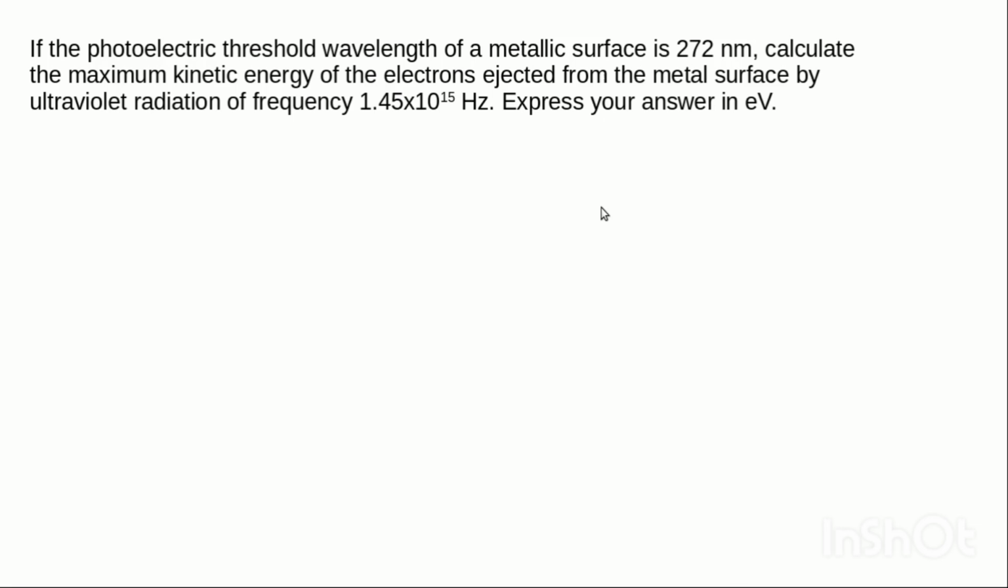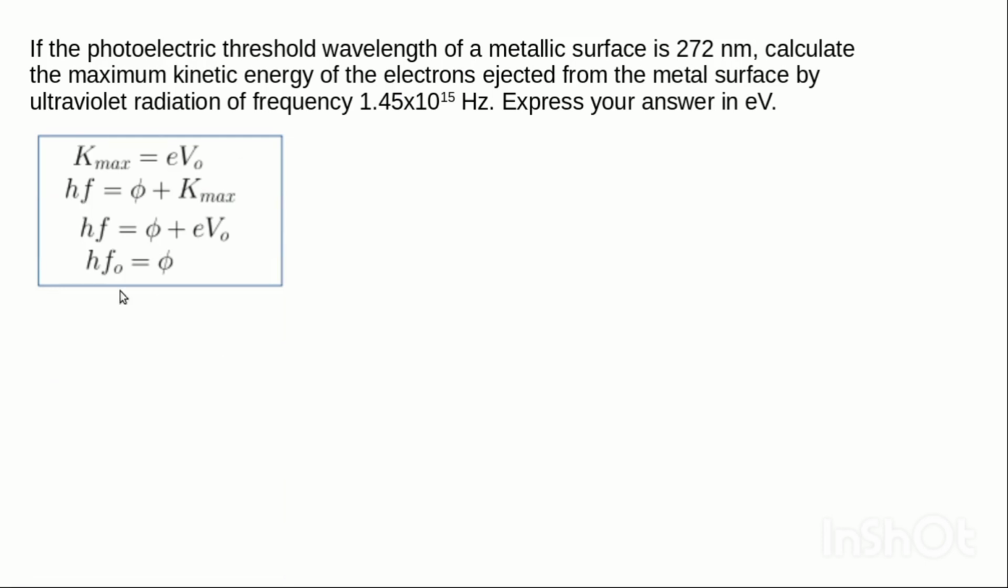As usual, we produce the four known equations for solving problems under this topic. So we have this. Now, we're told that the threshold wavelength is given. When we get threshold, remember this formula, because our f naught here is the threshold frequency, and we can get our threshold wavelength from this. So if we use this one, we can calculate the work function.